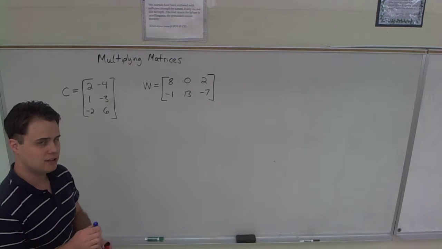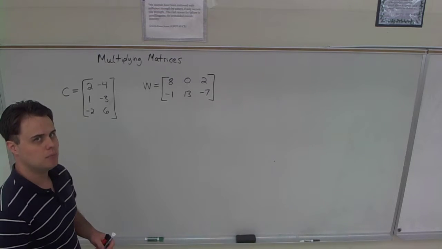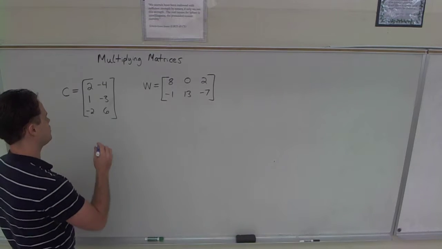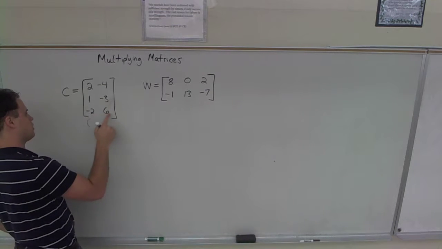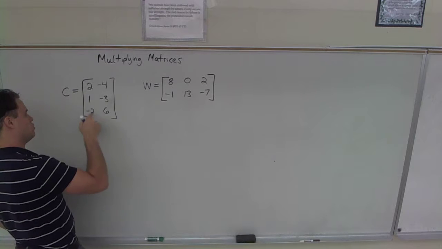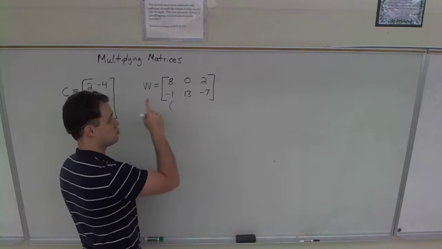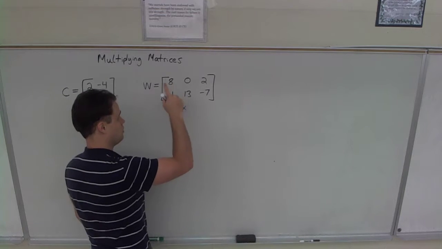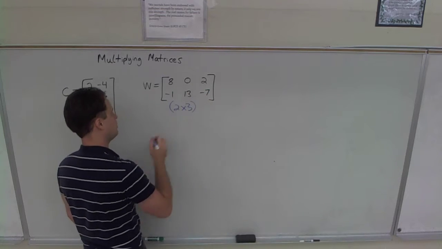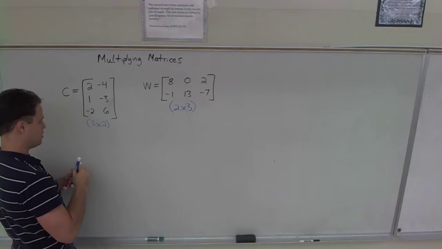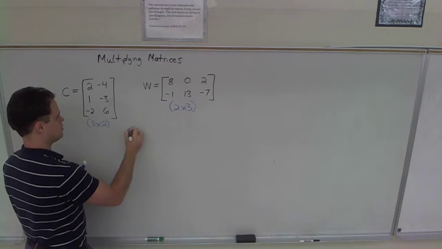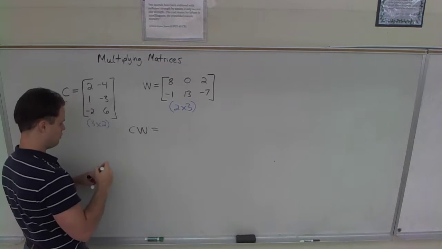But what if you want to multiply these guys together? Well, you might want to check using what we just learned. So this guy has 3 rows and 2 columns. W has 2 rows and 3 columns. So if they ask us to find the matrix product CW, can we do it?